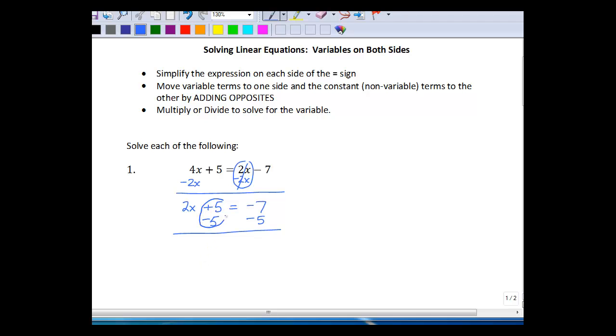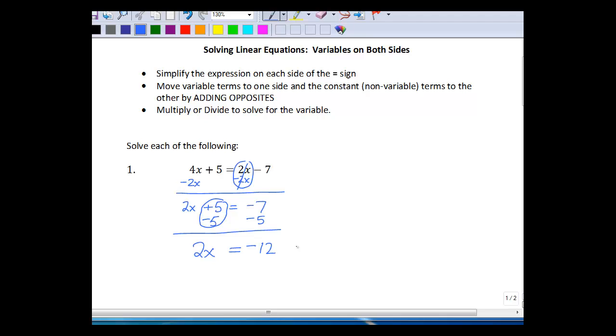Here, these are opposites. 5 and negative 5, that becomes a 0. And 2x plus 0, that's just 2x. And then on the right side, negative 7 and negative 5 is negative 12. So now I'm done with the second step, which says get all my variable terms on one side and my numeric or constant terms on the other side.